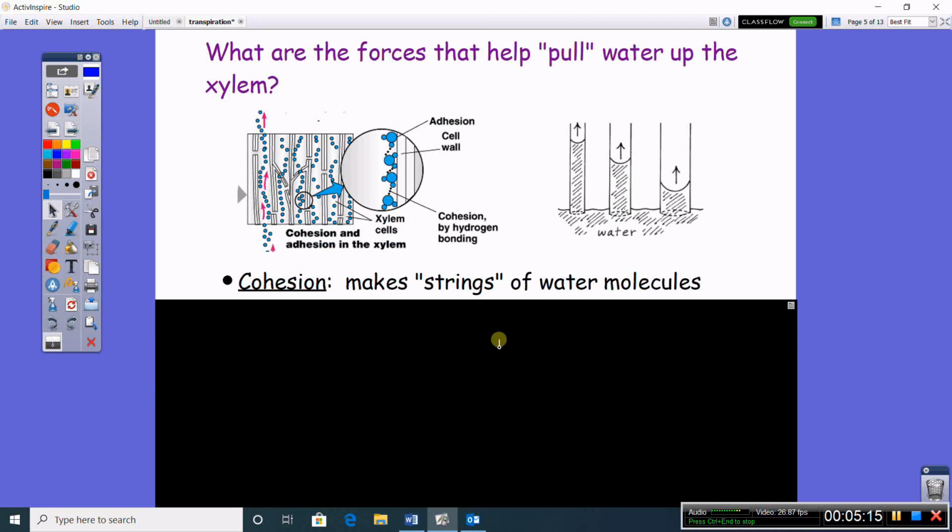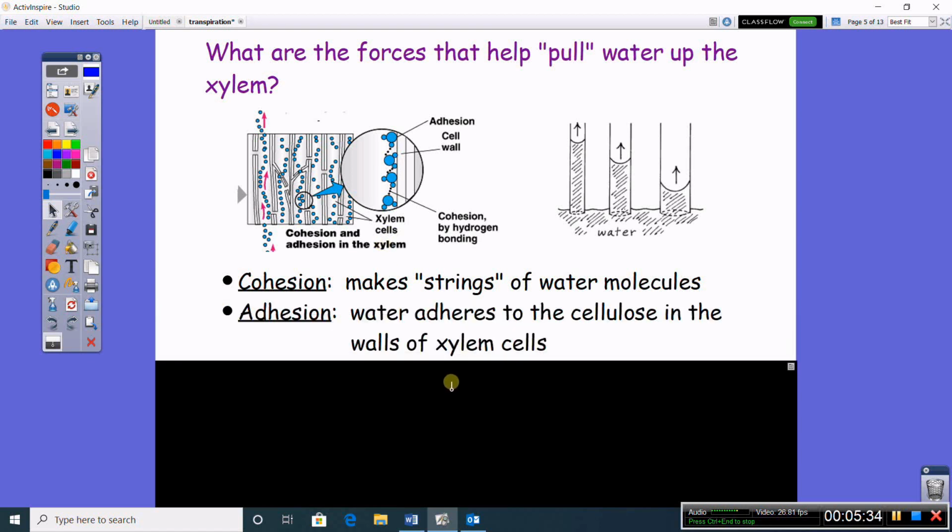Okay, so let's look at some other forces that help pull the water up the xylem. And we talked about this way back in the very first unit fall semester. Cohesion. So what you're seeing here is hydrogen bonding occurring between different water molecules. That would be cohesion. Makes little strings of water molecules. Adhesion, the water adheres to the cellulose in the walls of the xylem cells. So not when the water molecules are attracted to each other. That's cohesion.